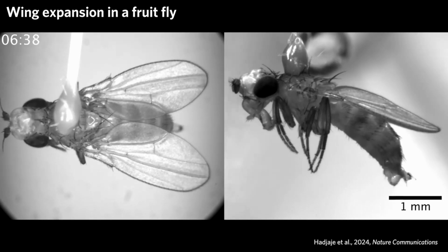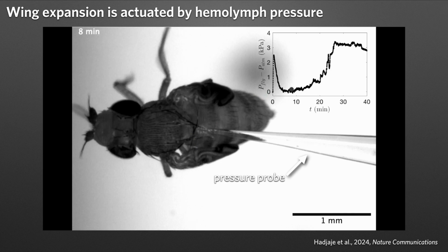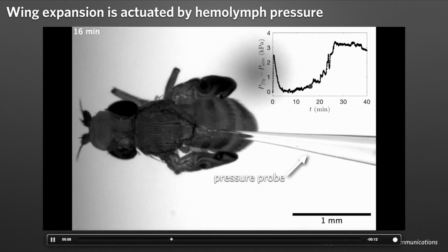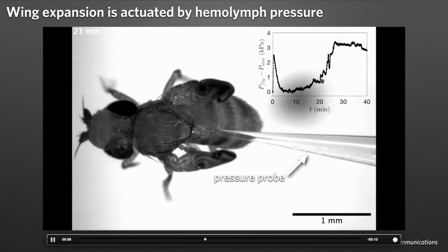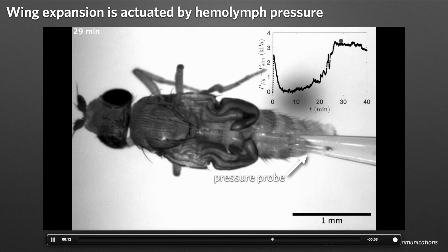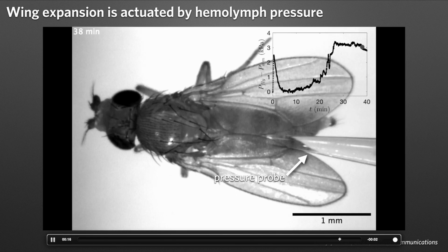In this experiment, they also measured pressure in the body. So this is a pressure probe in the thorax here. And what you're going to watch is the pressure within the body as this process happens. So you can see the wings folded here. The pressure is going to rise. It will soon hit this plateau. And when it hits this plateau of about 3 kilopascals, that is when the wings will expand. Okay, so again, this is a circulatory hydraulic process.